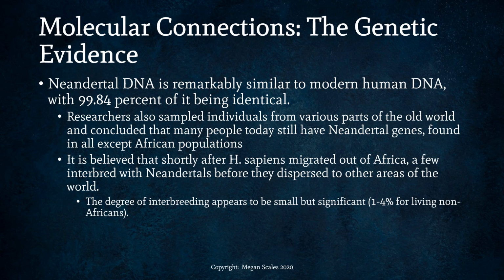It's believed that shortly after Homo sapiens migrated out of Africa, a few interbred with Neanderthals before they dispersed to other areas of the world. The degree of interbreeding appears to be small but significant, with 1 to 4% evidence in the DNA for living non-Africans.